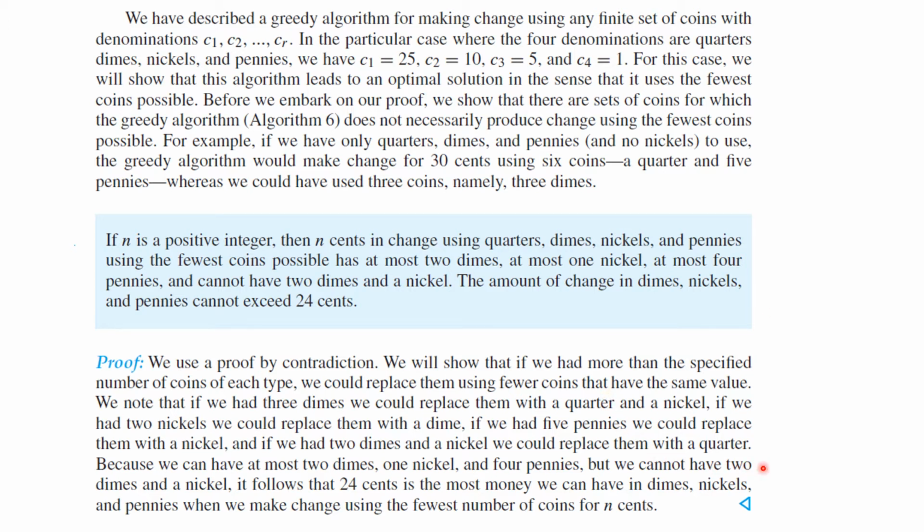Because we can have at most 2 dimes and 1 nickel and 4 pennies, we cannot have 2 dimes and a nickel. It follows that 24 cents is the most money we can have in dimes, nickels, and pennies when making change using the fewest number of coins. So we have proven this lemma. You want to spend some time thinking through this proof and making it your own proof.